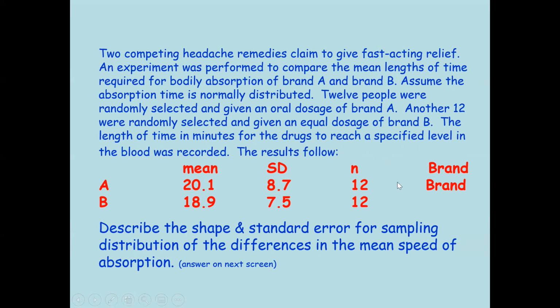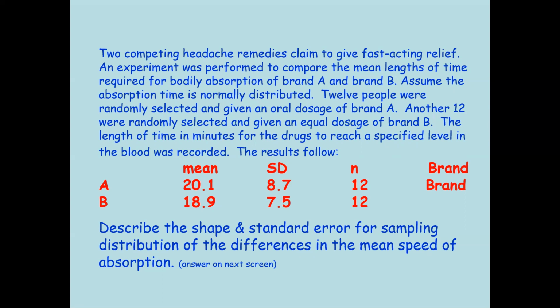So let's look at an example. We have 2 competing headache remedies claimed to give fast-acting relief. An experiment was performed to compare the mean lengths of time required for bodily absorption of brand A and brand B. Assume the absorption time is normally distributed. 12 people were randomly selected and given an oral dosage of brand A. Another 12 were randomly selected and given an equal dosage of brand B. The length of time in minutes for the drugs to reach a specified level in the blood was recorded. So the results are shown here.